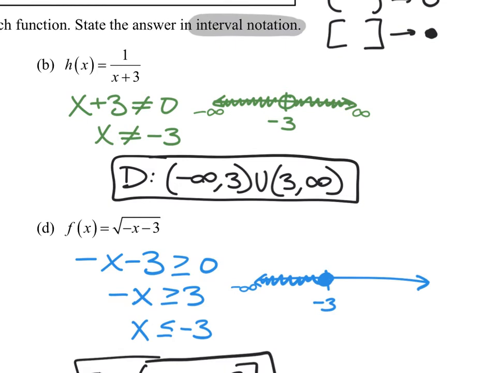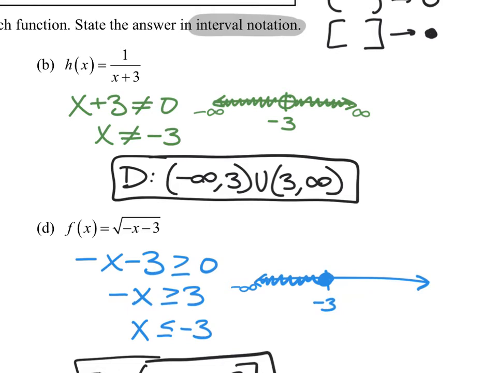However, if we look at B, B says h of x is equal to 1 over x plus 3. Well, that right there is a rational function. We have a denominator, and since we can't divide by 0, that's not a thing, we know that this denominator cannot be equal to 0. If we subtract 3 from both sides, we also know then that x can't be negative 3, because that's what would make it 0.